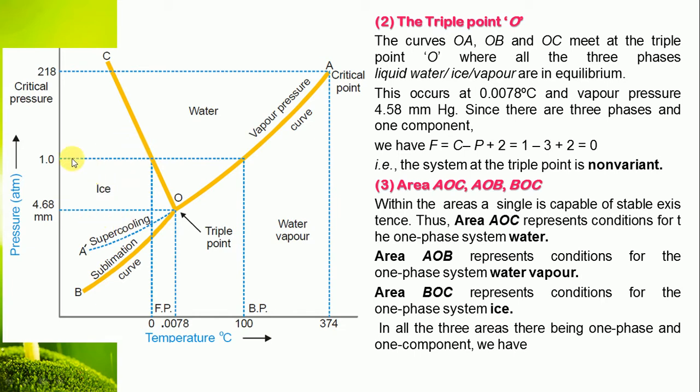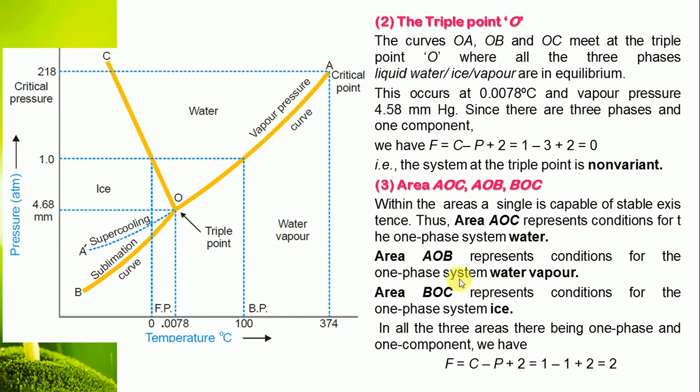So all these areas contain only one phase. So we have got one phase and the component is 1. Since we are discussing a one component system, the component must be 1. So the area contains one phase and one component. Then what will be the degree of freedom?